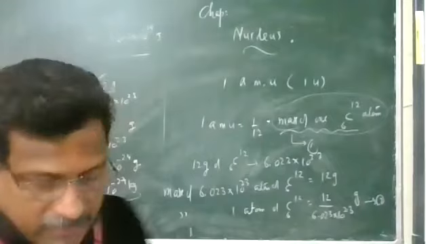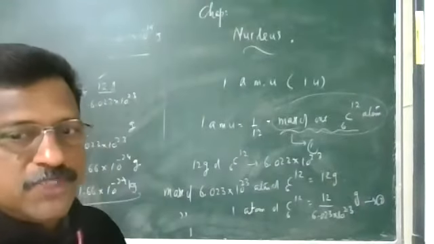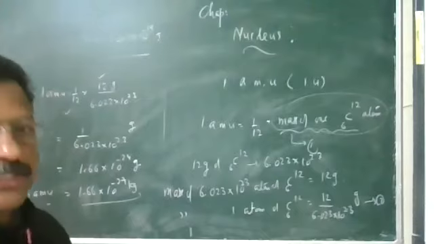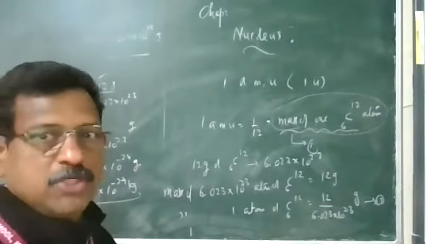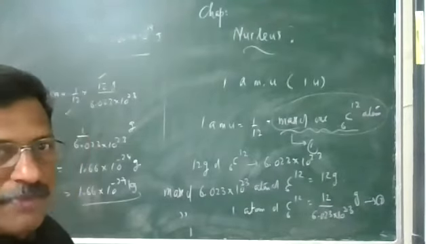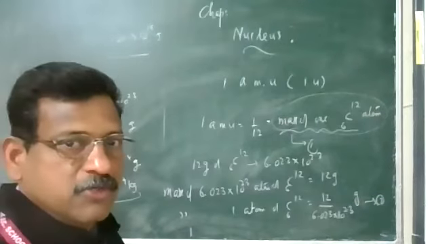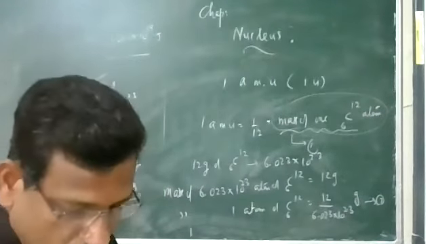So, kilogram is not a convenient unit in atomic or nuclear physics, so AMU is preferred. 1 AMU is 1.66 times 10 to the power minus 27 kilogram. Joule is not a convenient unit in nuclear physics or atomic physics, so we use electron volt. 1 electron volt is 1.6 times 10 to the power minus 19 joule.